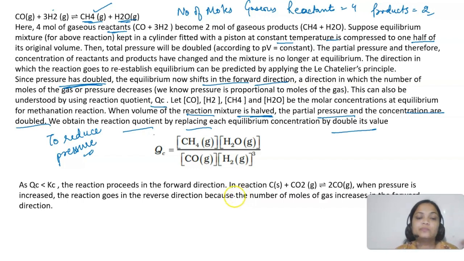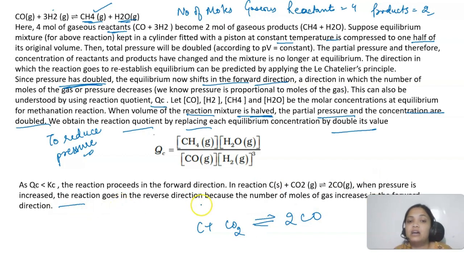Now in this particular reaction, C plus CO2 gives 2CO. When pressure is increased, the system wants the pressure to decrease. Now, which side has lower pressure? The side with the lesser number of moles. Here the carbon is a solid, so it will not be counted. So which side has the lesser number of moles of gas? The reactant side. So the reaction will move in the reverse direction.